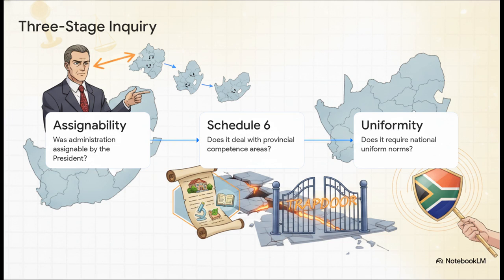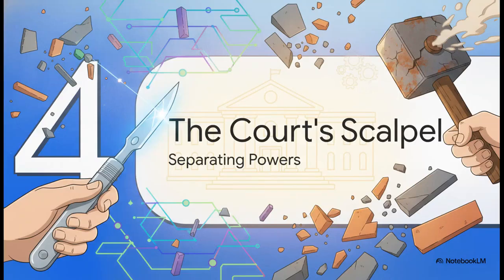If the answer is yes, great. But there's a bit of a trapdoor in Step 3. Even if it is a provincial matter, does it deal with something that requires uniform norms and standards across the entire country? Because if it requires national uniformity, the province absolutely cannot touch it. And that brings us to Section 4, the court's scalpel, separating powers.